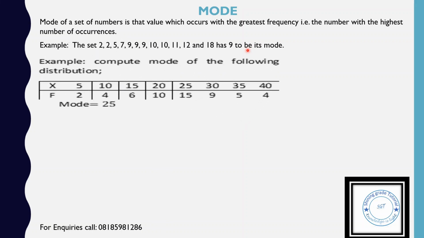Alright, look at here. Compute the mode of the following distribution. These are the values of the distribution, and this is the frequency, the number of times they occur. Which value here has the highest number of occurrences? It is 25. The number of times 25 occurs is 15 times, so automatically it becomes the mode. So the mode is 25. Next, the mode of grouped data.